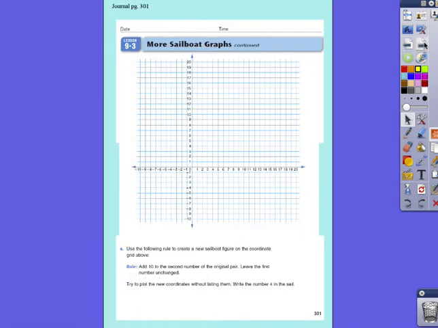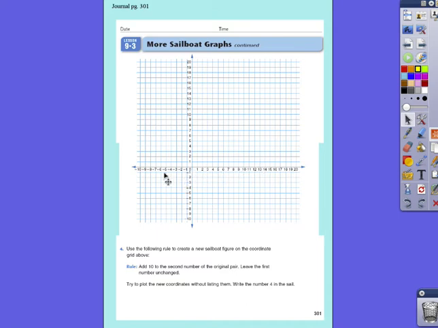Some of you may get confused on what your graph would look like because you see a negative number. Remember, we always start at 0, so if our first number was negative 5, we have to go to the left, which would be negative.